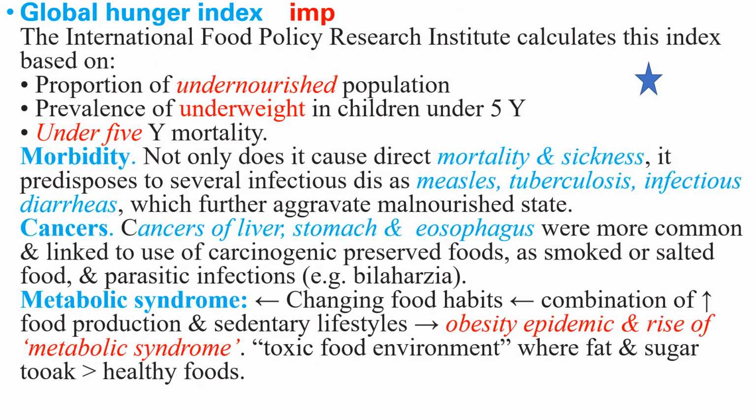Global Hunger Index. It is important. This is a method to measure hunger all over the world. The International Food Policy Research Institute calculates this index based on the proportion of the undernourished population, prevalence of underweight in children under 5 years, and under 5-year mortality. Three components of this index: undernourished population, underweight in children, and under 5-year mortality. Please read it carefully.